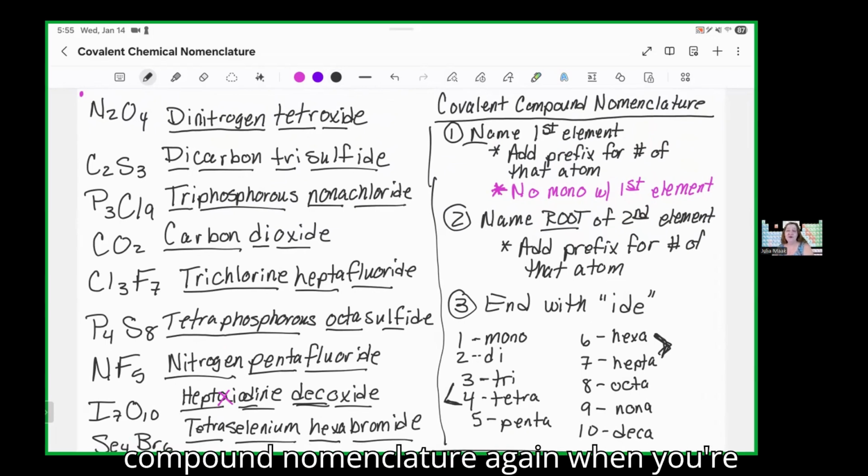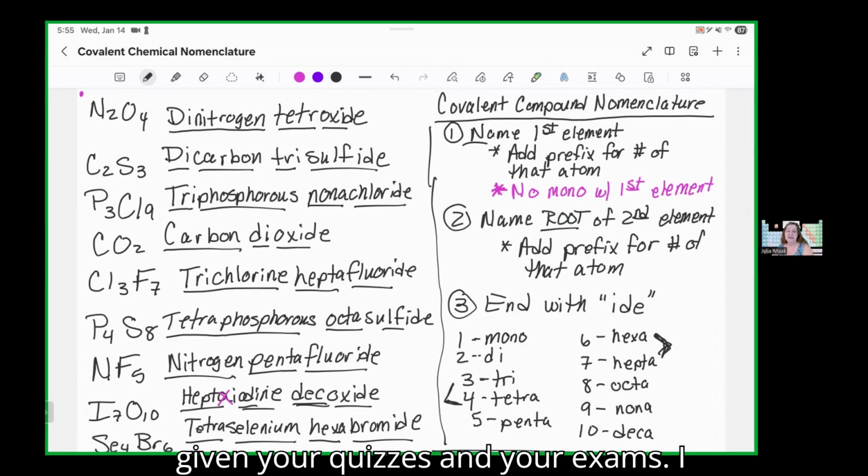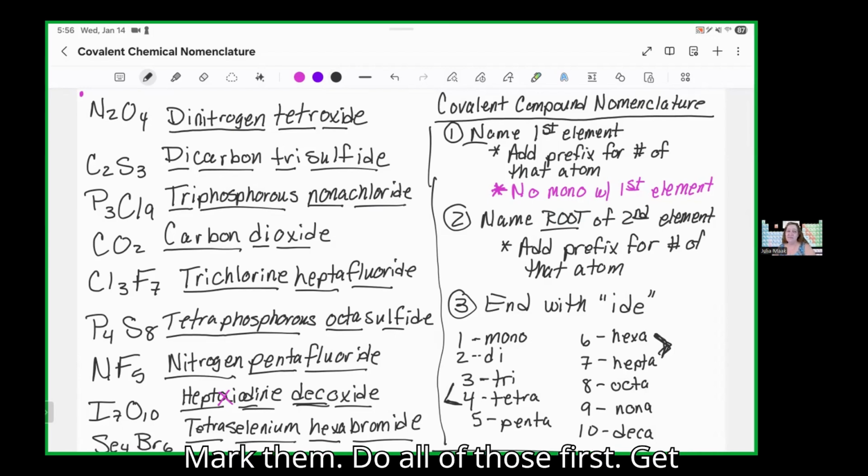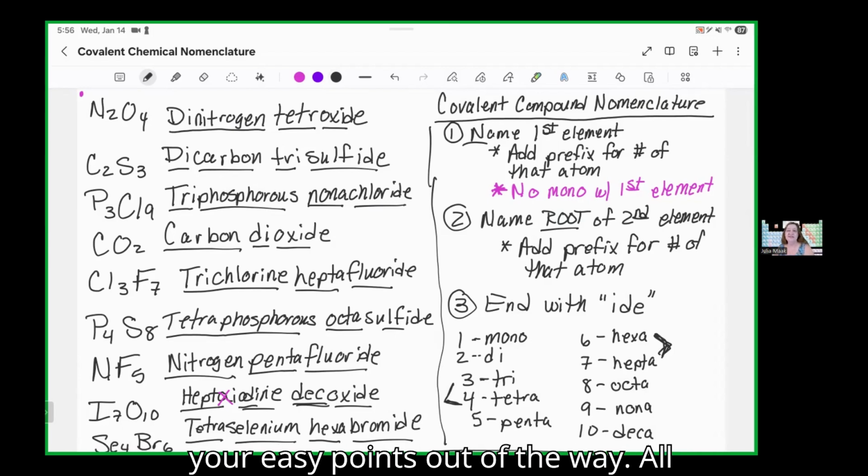Again, when you're given your quizzes and your exams, I suggest you identify your type of compound first. If it's a nonmetal with a nonmetal, if it's a nonmetal first in front, you've got a covalent compound. Mark them, do all of those first, get your easy points out of the way.